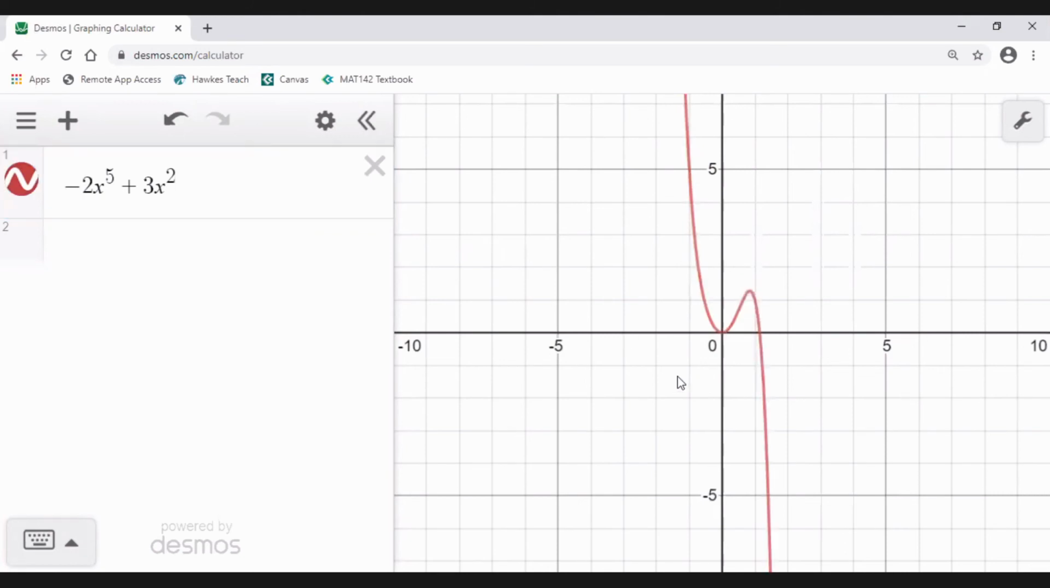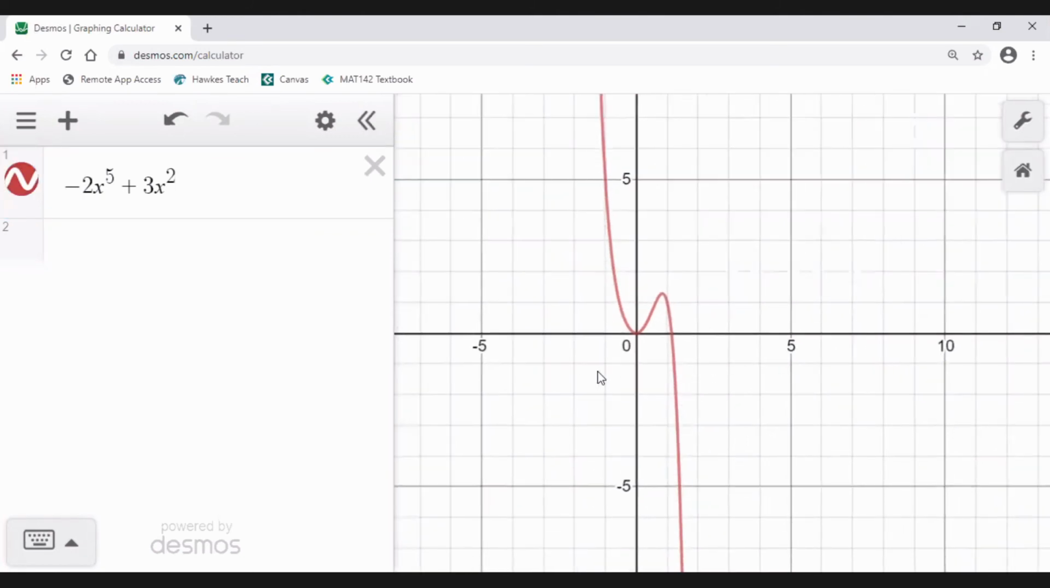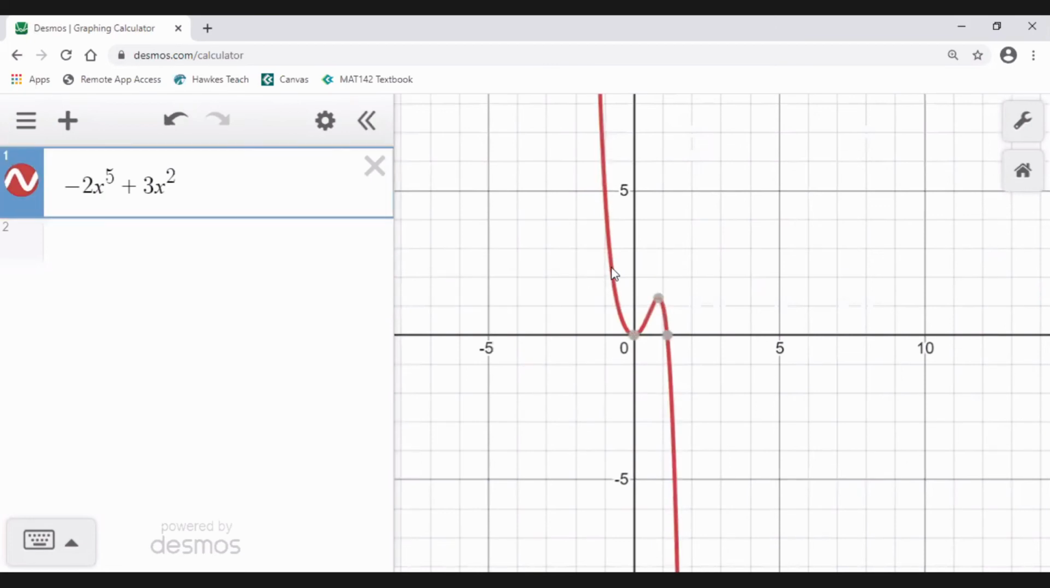So this is the graph of the function that we were just looking at: negative 2x to the 5th plus 3x squared. We can see that the left side of the graph is going up and the right side is going down. So as x gets closer to infinity, the function is going down towards negative infinity. Whereas if x is going to negative infinity, the graph is going up to infinity. Overall this graph has a negative slope. As x gets bigger, y gets smaller.